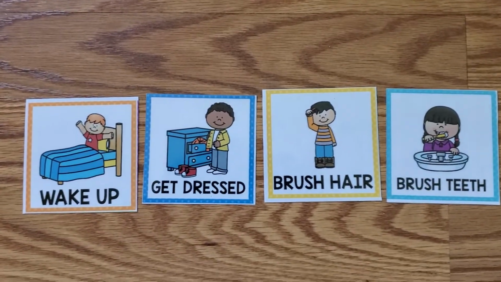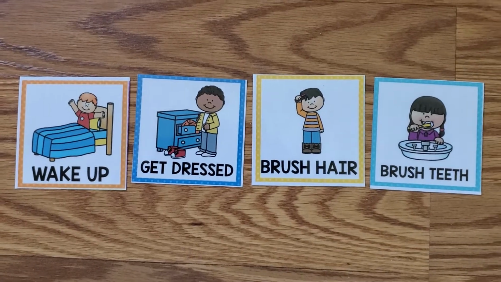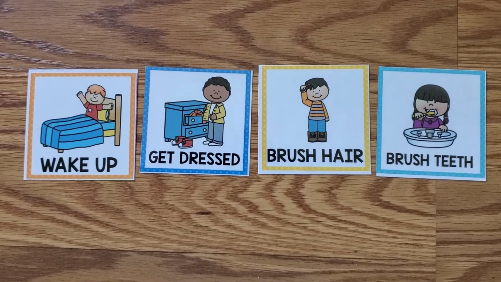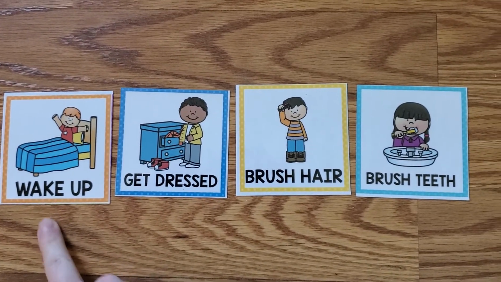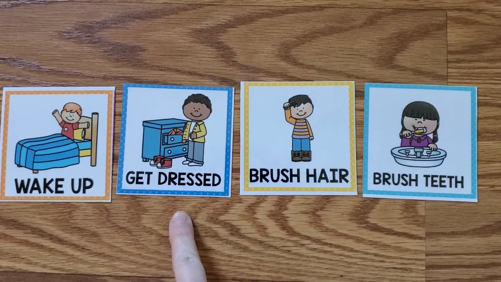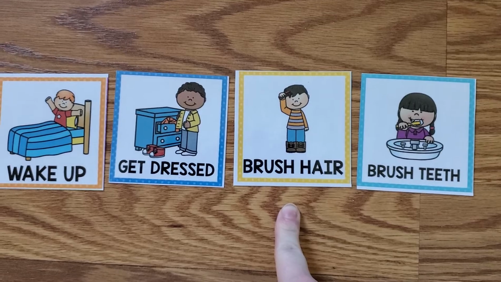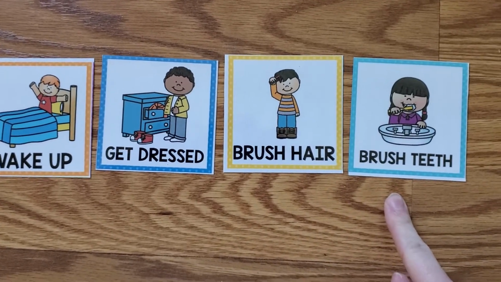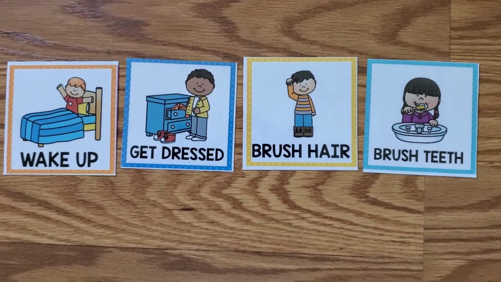The first example I've already put in order for you. So let's practice saying the words you might say when sequencing events. First, you might wake up. Next, you might get dressed. Then, you might brush your hair. And last, you might brush your teeth. Now, if you do those in a different order, that's okay. That was just an example.